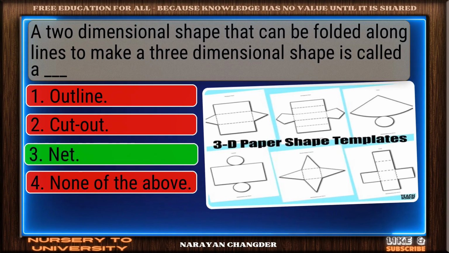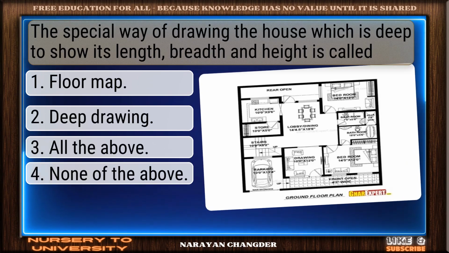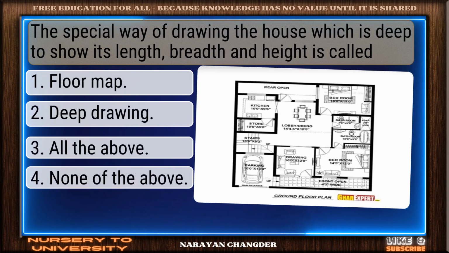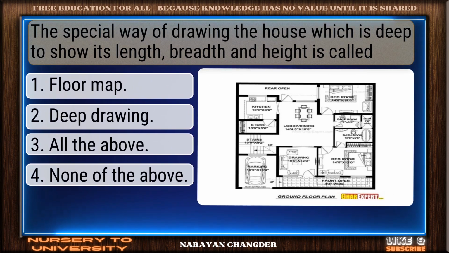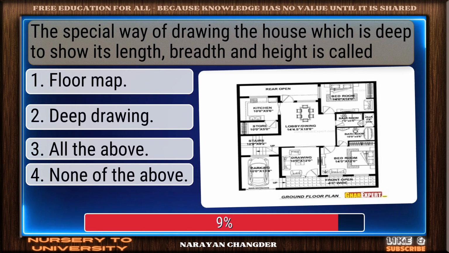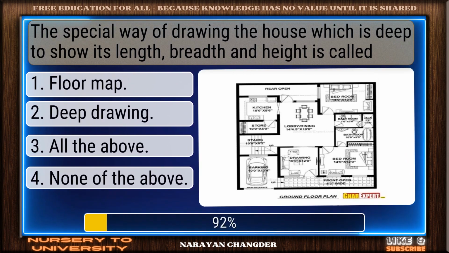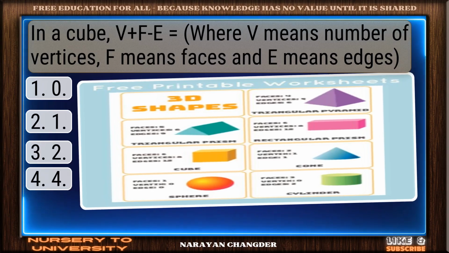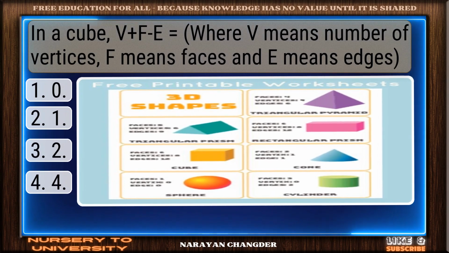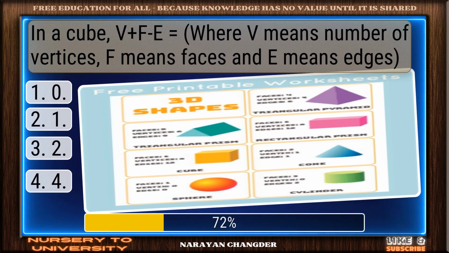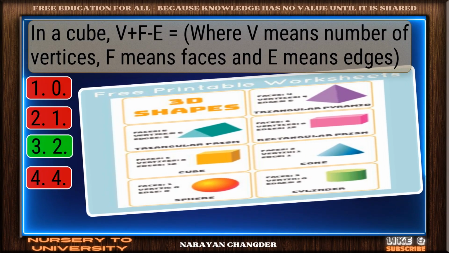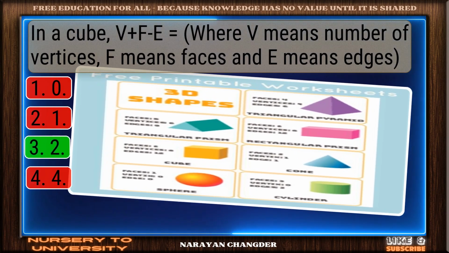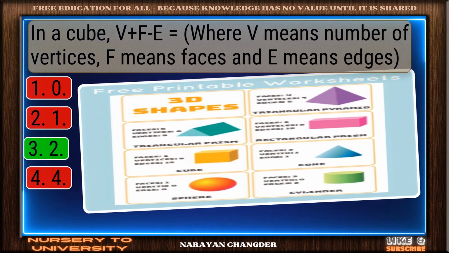Correct. Net is the right answer. The special way of drawing the house, which is deep to show its length, breadth and height, is called. Perfect. Deep drawing is the correct choice. In a cube, V plus F equal to. Clear logic. Your choice 2 is sound and 100% true.